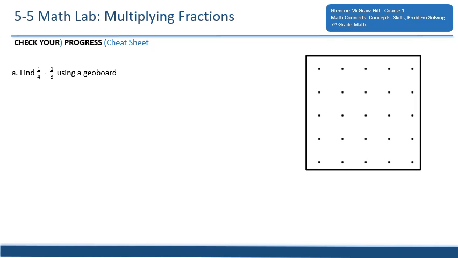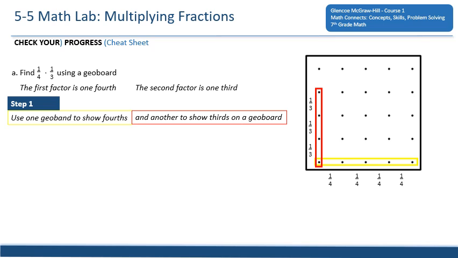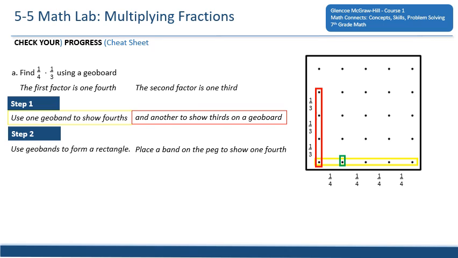So find 1/4 times 1/3 using a geoboard. The first factor is 1/4. The second factor is 1/3. So we're going to use a geoband to show fourths. It's going to be 5 pegs, but remember, we're showing the spaces, which is fourths. And then another to show thirds. We have 3 spaces where that red band is, so that's thirds. And then use geobands to form a rectangle.